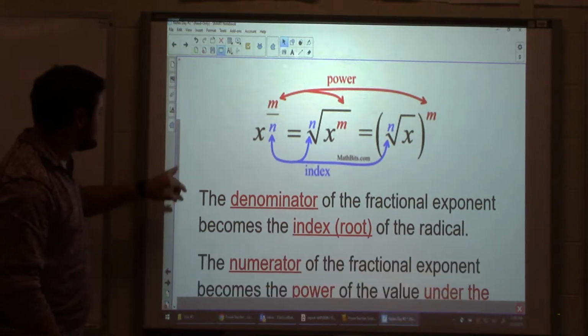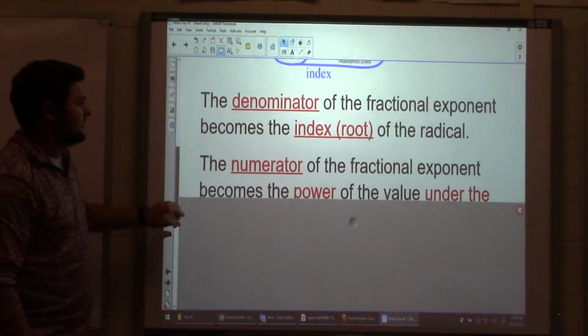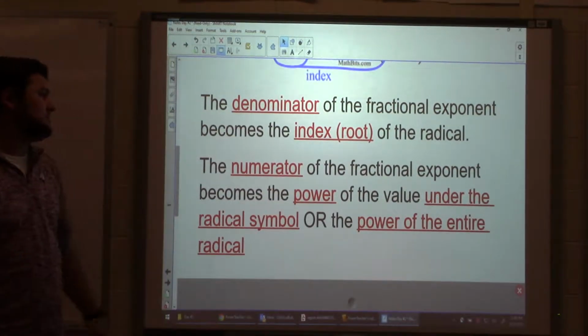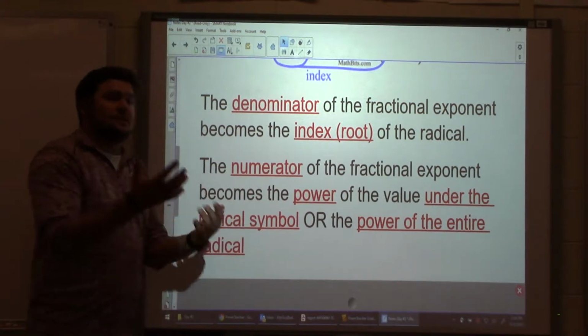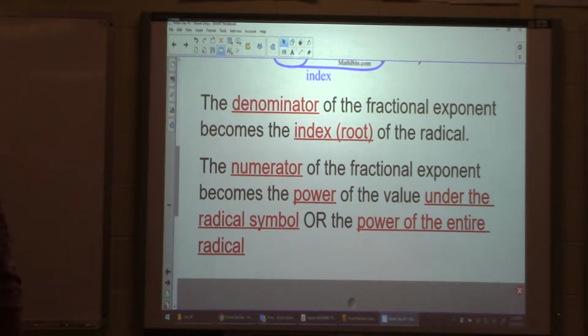The numerator, like I said, this is the other fill in the blank. The numerator becomes the power of the value under the radical, or becomes the power of the whole root. So depending on how you write it, it's going to be either under the radical or the whole thing. The big idea though is that the numerator becomes the power, the denominator becomes the root or the index. Okay?